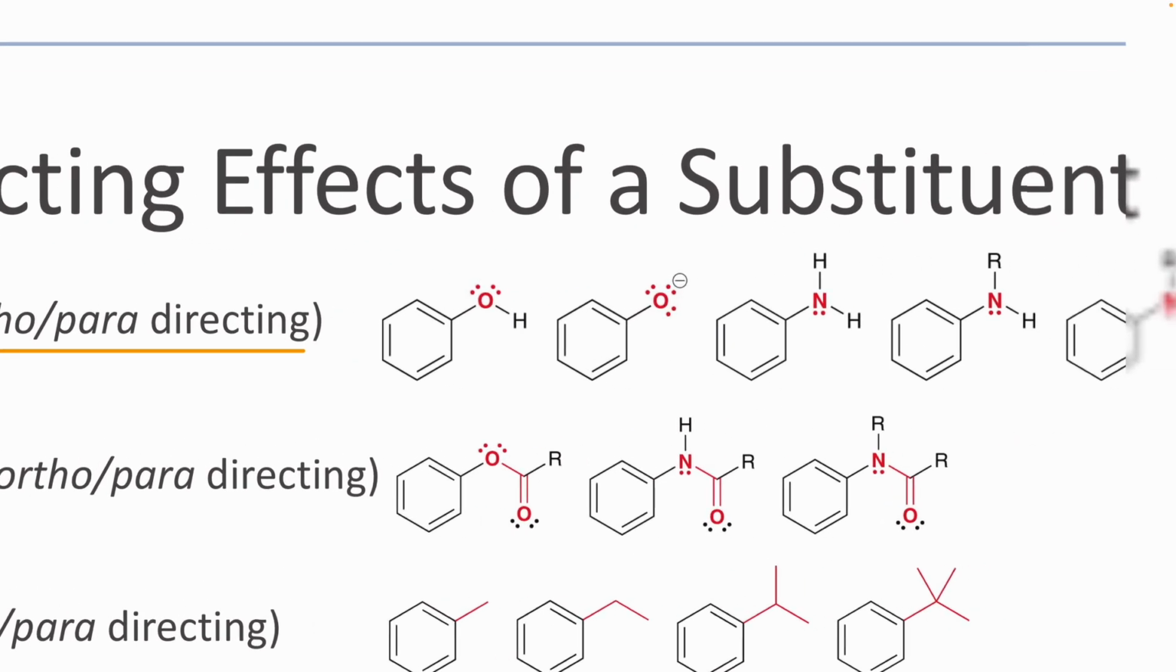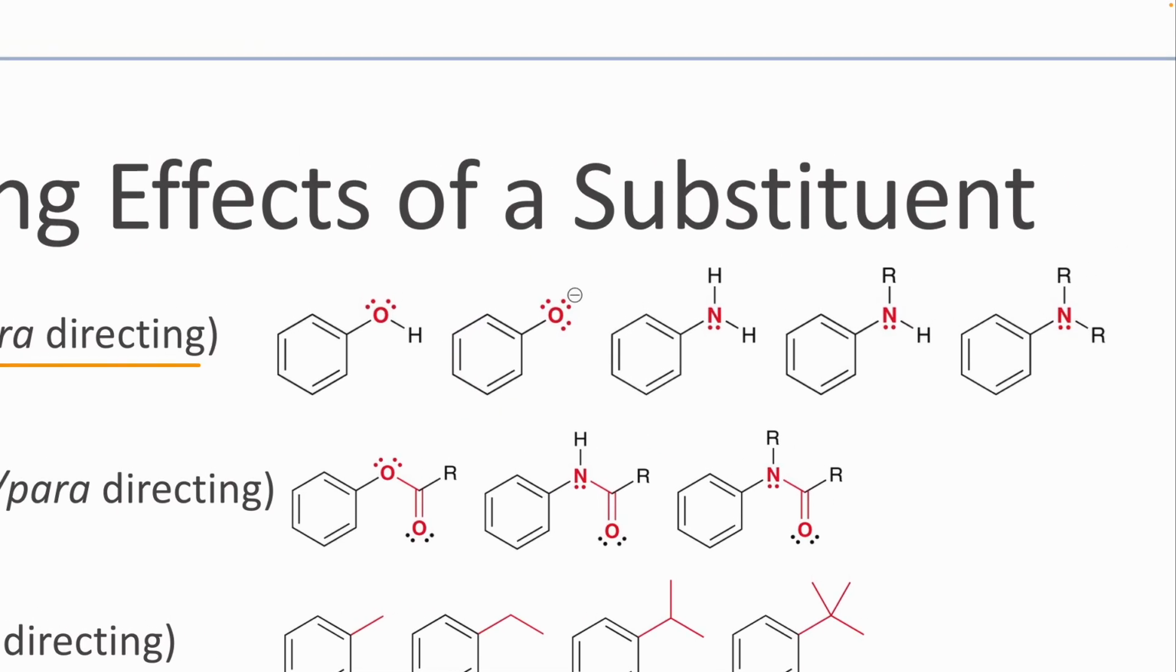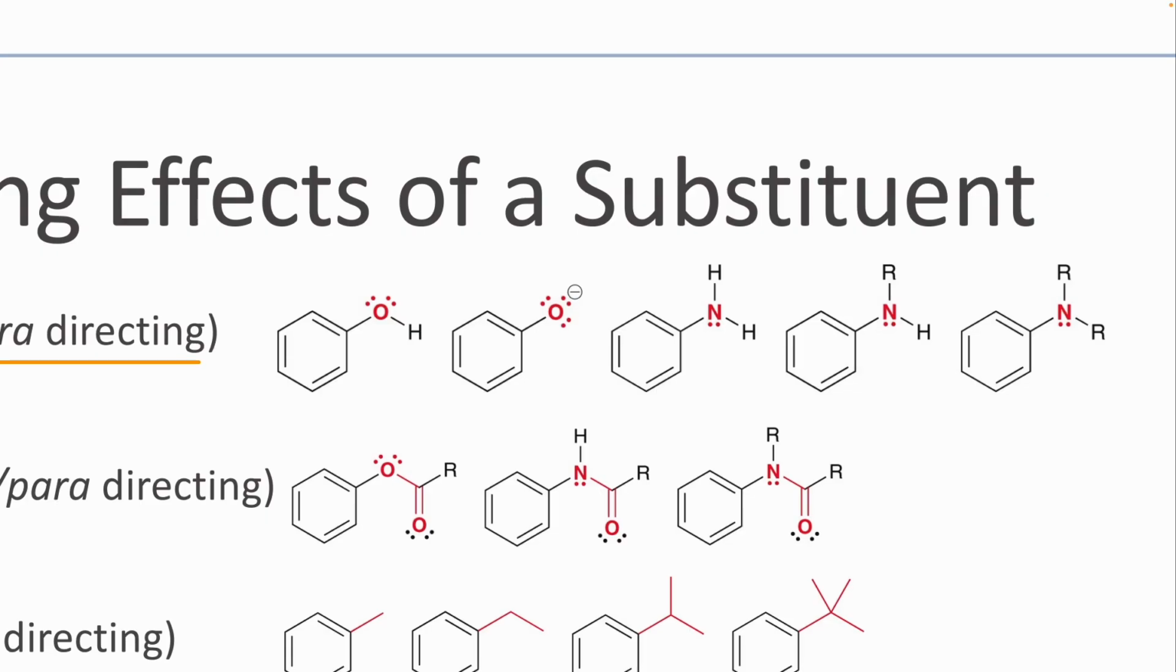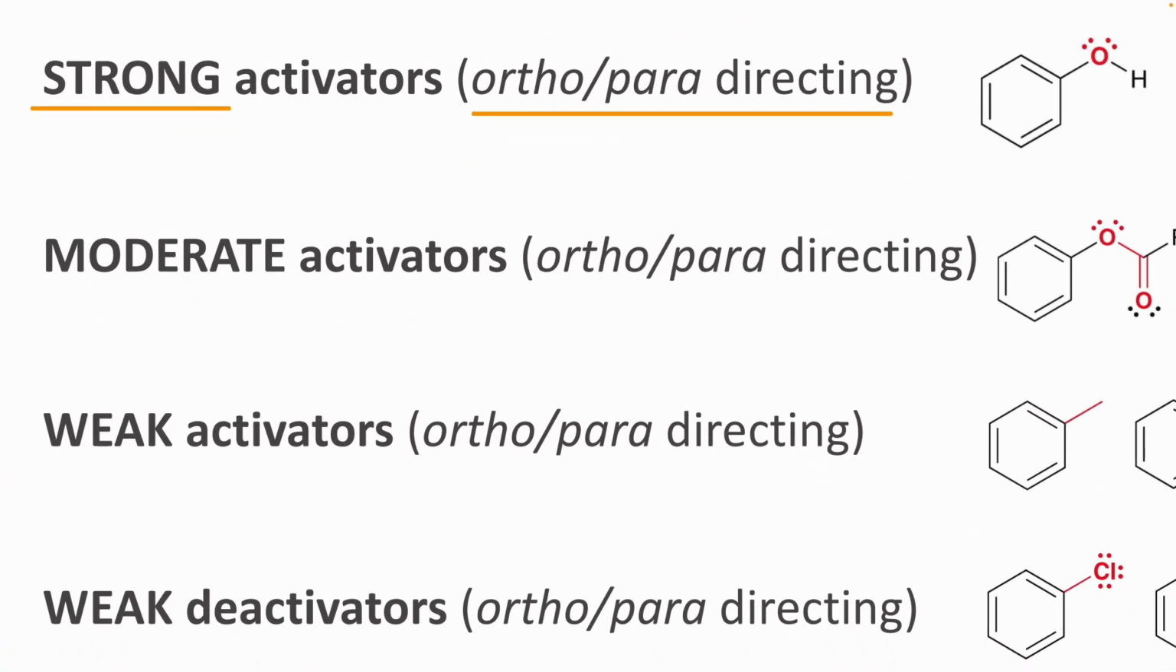A good example here would be that phenol, that one that we saw before. But if we look at all of these strong ortho-para directors, we'll see that they share that common feature that phenol had of having that lone pair directly next to the ring. Okay, so our strong activators, our strong electron donating groups, these all have those lone pairs next to our benzene ring.